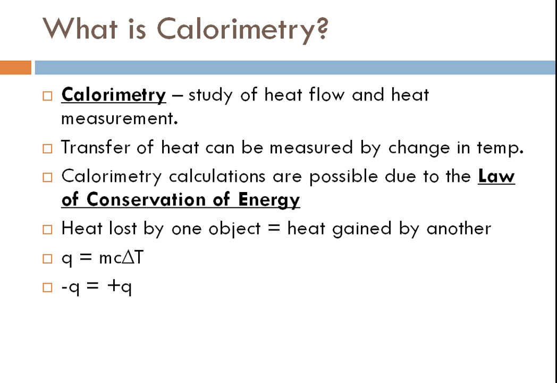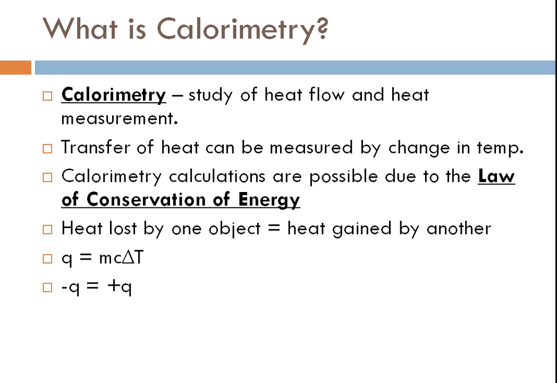Now, we can take the law of conservation of energy and combine it with the Q equals mc delta T expression to come up with this new one: negative Q equals positive Q. Now, mathematically, that doesn't make a lot of sense because if you plug in a number for Q, make it 4, let's say, negative 4 equals positive 4, it certainly doesn't make sense mathematically. However, if you look at it from the perspective of calorimetry, and if you look at the signs a bit differently, it does make sense.